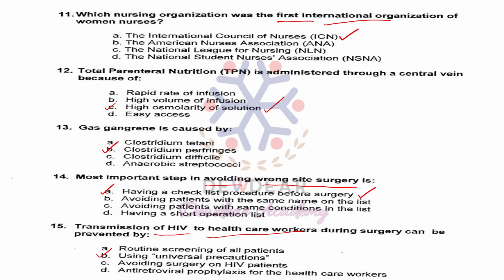It is not possible to avoid surgery on HIV patients, or to give antiretroviral therapy to the healthcare workers. Even if we are doing routine screening for the patients, the best and most important thing is to use universal precautions in order to prevent the transmission of HIV when performing the surgery.